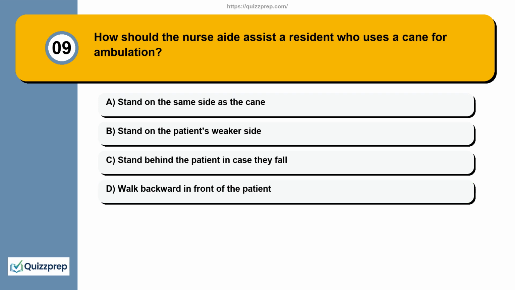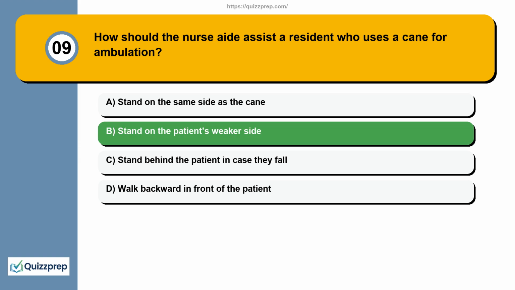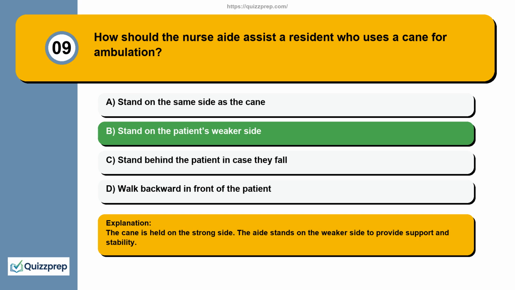Question 9. How should the nurse aide assist a resident who uses a cane for ambulation? Stand on the same side as the cane. Stand on the patient's weaker side. Stand behind the patient in case they fall. Walk backward in front of the patient. The cane is held on the strong side. The aide stands on the weaker side to provide support and stability.